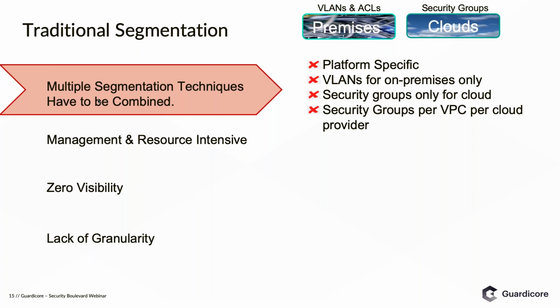So for example, on premises, people use VLANs and ACLs. In clouds, they use security groups. And the challenge here is you have to combine these multiple techniques together. So they're platform specific. VLANs are only for on-premise, security groups are only for clouds. And the challenge also is in the cloud environment, people think this is the brave new world, but the thing is, it's kind of unusual. Each of the cloud providers has their own way of implementing security groups, and they're per VPC per cloud. So if you think about it, if you're an enterprise that has more than one cloud, more than one VPC, it just adds to confusion.